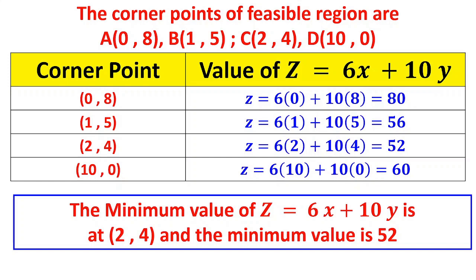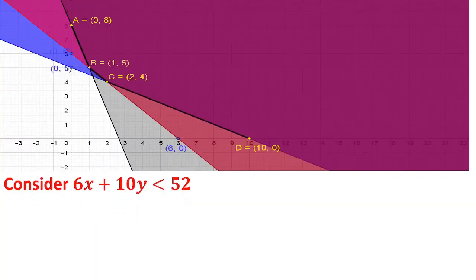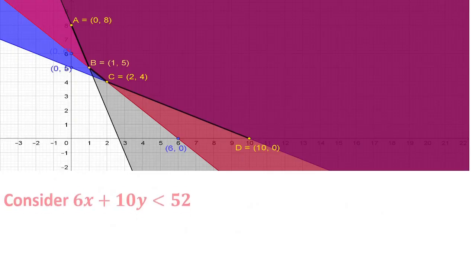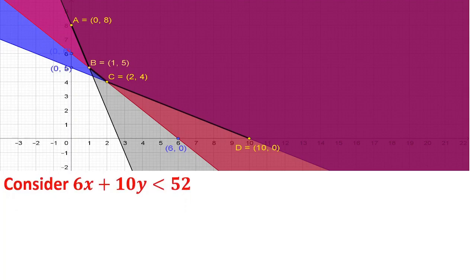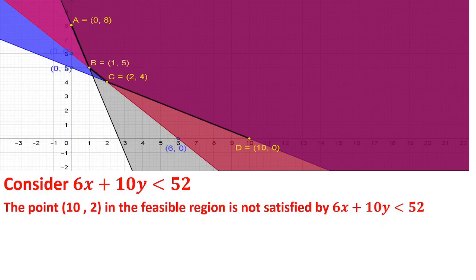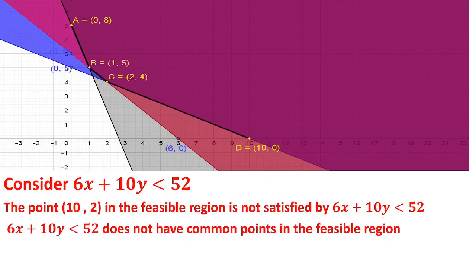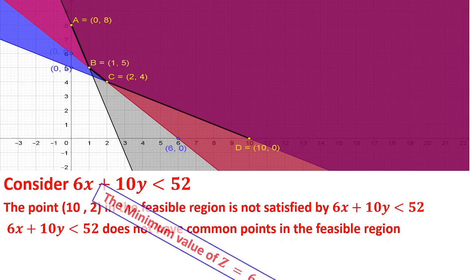But remember, as the region is unbounded, there may be some other value which is smaller than this 52. We have to check it. There is one method to check it. Consider 6x + 10y < 52. Why am I taking 52? Because 52 is my minimum value. You take the objective function less than the minimum value which you have calculated and check whether any point satisfies it. For example, I take (10, 2), which is in the unbounded region. When I put (10, 2), it is 60 + 20, which is not less than 52. Therefore, the open half-plane does not have a common point with the region, so this is the minimum value.